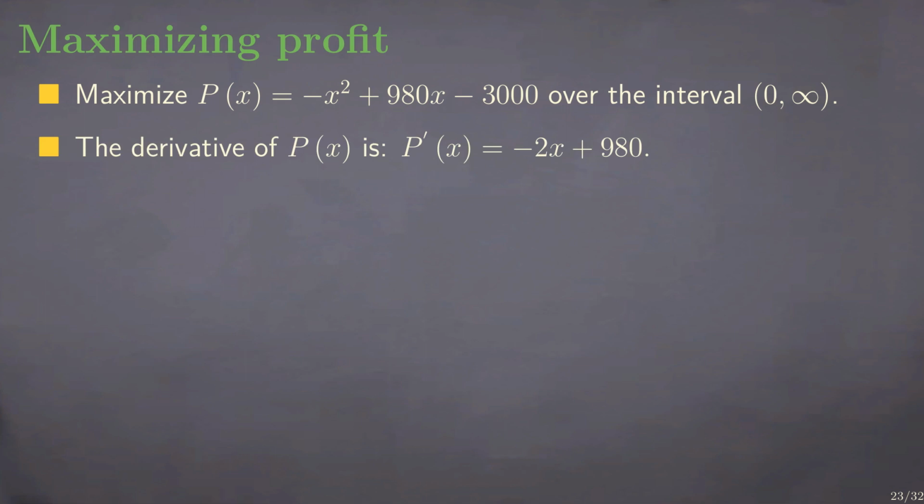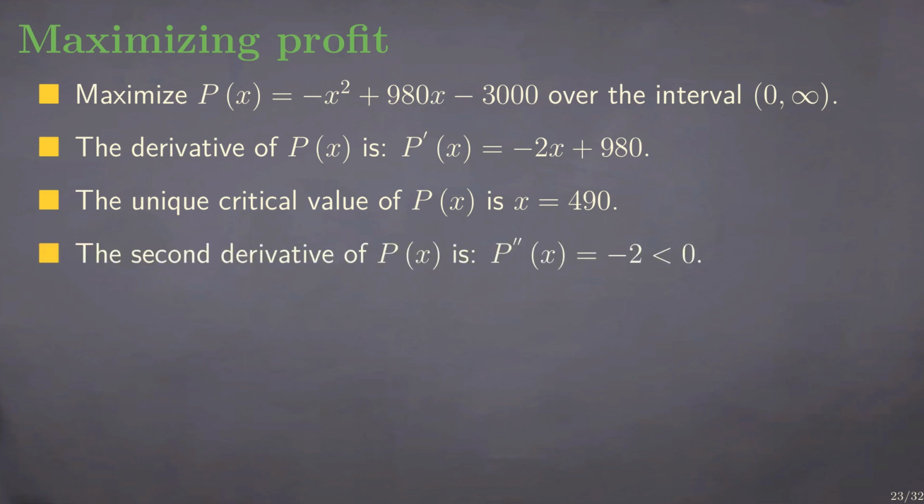Because it is a quadratic function, a polynomial function, the derivative of P is quite easy to get, and by now it is not surprising that you can get it easily. It is given by minus 2 times x plus 980. Because of that, we see that P(x) has only one critical value at x equals 490, and for this reason we might want to apply the second derivative test, by computing the second derivative of P, which is P double prime of x equals minus 2, which is always negative.